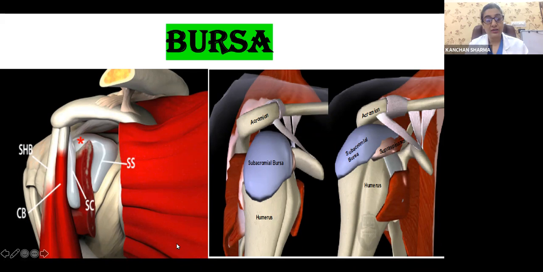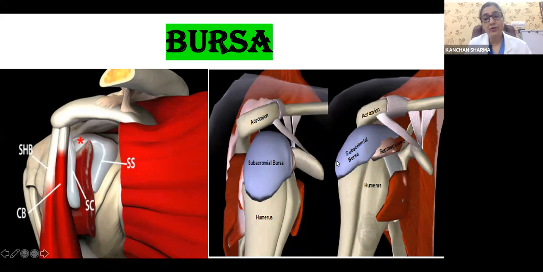What is important for us in the basic course is this subacromial bursa. You have other bursae. You have the subscapularis bursa, which lies beneath the subscapularis muscle. You have the subcoracoid bursa, which lies on the top of your subscapularis. So these are for advanced courses. You do not need to remember them. You remember this bursa because this is very, very important.